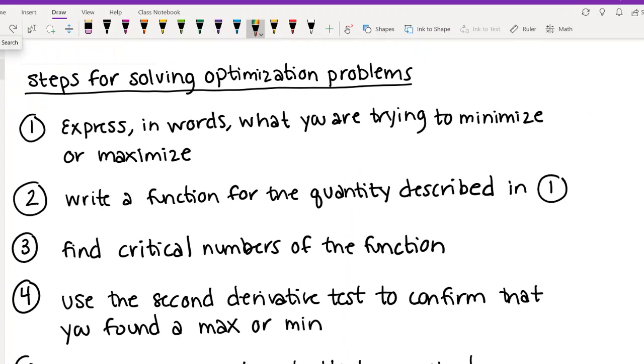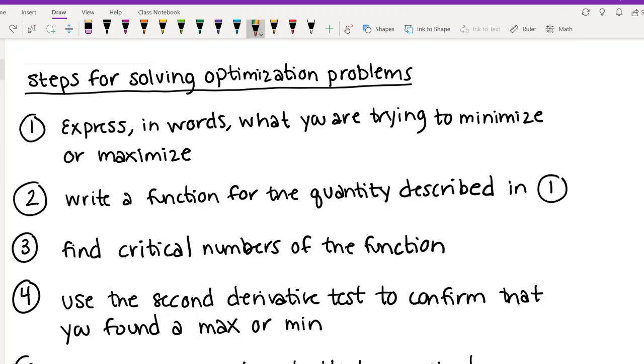Hi everyone. So in today's video, we're going to be going over a couple more examples of optimization problems. In yesterday's video, I outlined the general idea and process for solving optimization problems, and we did a couple of examples there. And then today we're going to do a couple of other examples.